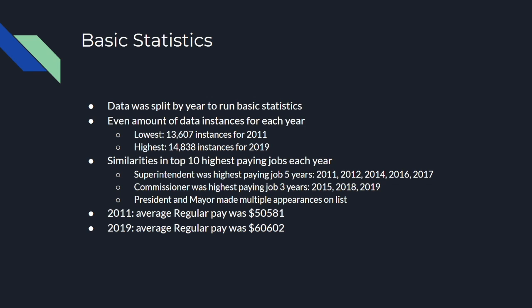The regular pay also rose for Boston employees over these 9 years. So in 2011, the regular pay was $50,581 versus in 2019 it rose to $60,602. And I'll talk about this more later.